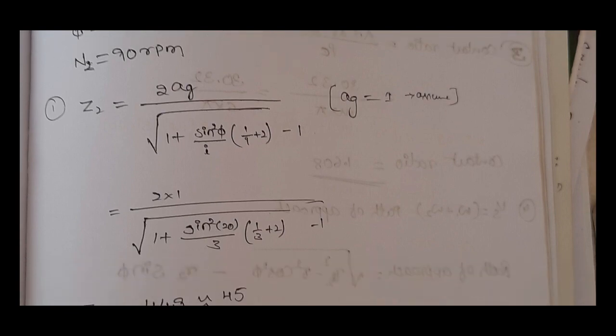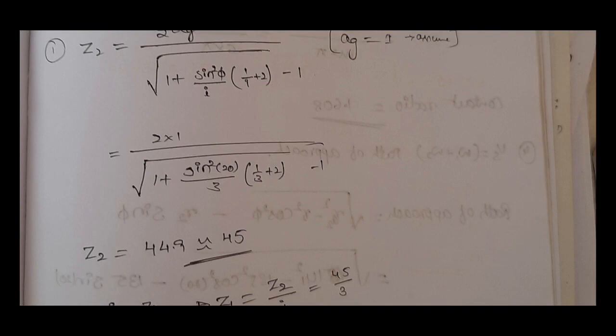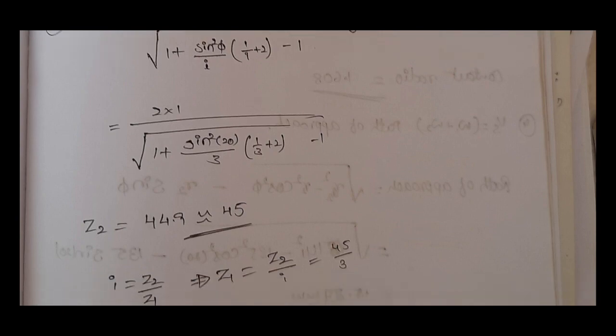So Z2 is equal to 2 into 1, ag is equal to 1, we assumed it, divided by root of 1 plus sine square phi, where phi stands for pressure angle 20 degree, divided by I, what is I, that is velocity ratio 3, into 1 divided by I, means 1 divided by 3 plus 2, whole subtracted with 1. If you do the mathematical calculation, Z2 you will get 44.9, which is approximately equal to 45.